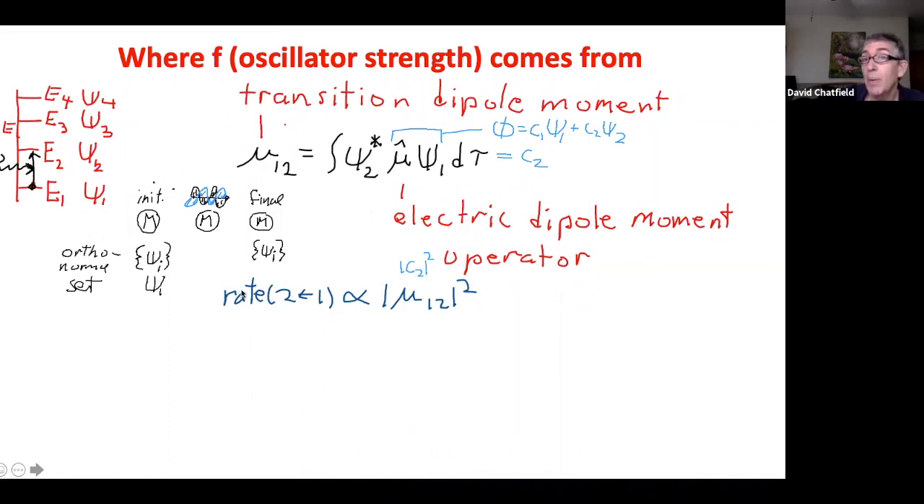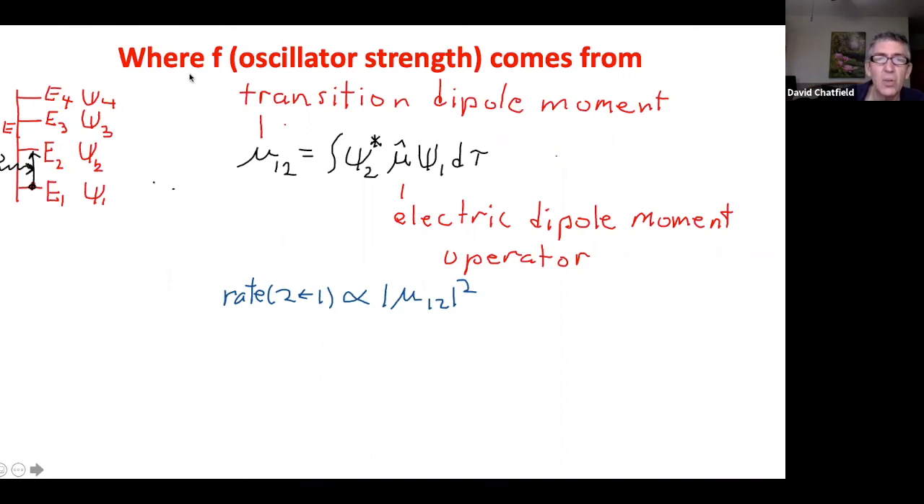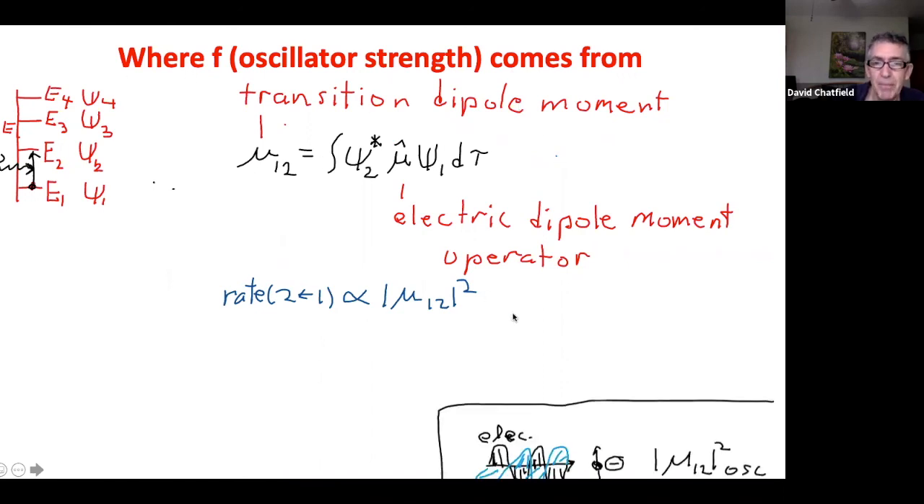But ultimately, we're really talking about a rate process because this happens in time. So the rate is going to be proportional to this thing squared, which is like a probability squared. Okay. So the question becomes, of course, is this rate large or is it small? If it's large, then we say the transition is allowed. If it's small, we say the transition is forbidden. But what is large and what is small? That's the question. So let's take another look.